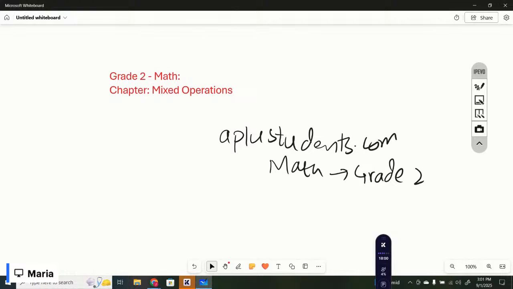So please make sure you have your notebook and pencil so that you can note down the important examples and definitions as well.